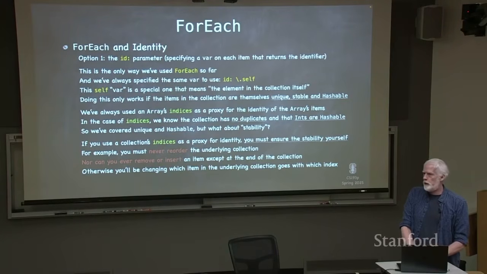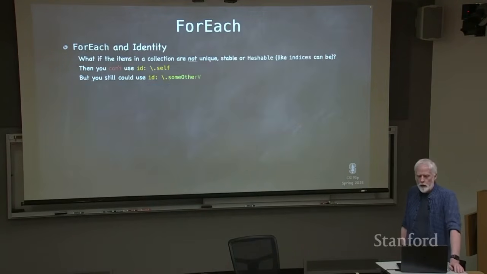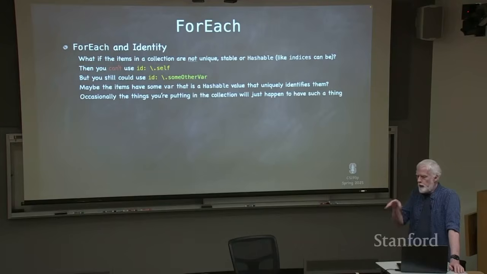That's the only way you can do it. You see why? So indices are great, but only limited. So what if the items you have in a collection themselves are not unique, stable, or hashable, like most things would not be? Then obviously you can't use \self to be the things themselves, like our attempts aren't this way because they're not unique. But you could still use some other var, okay?